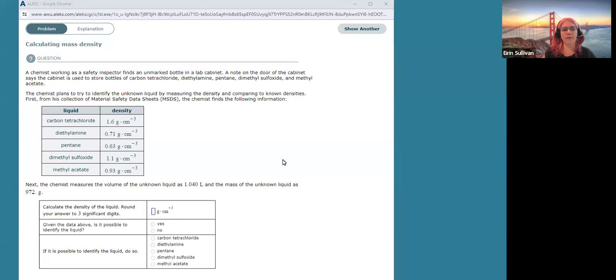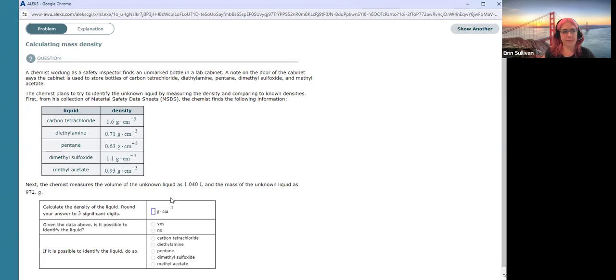Okay, so for this one, we need to know what the relationship is between mass and volume to calculate density. Density is basically a measure of the ratio between mass and volume. So density always stays the same for any pure substance. It's what's called an extensive property. So density is equal to mass divided by volume.